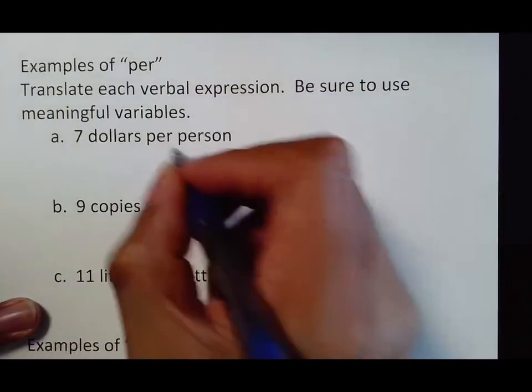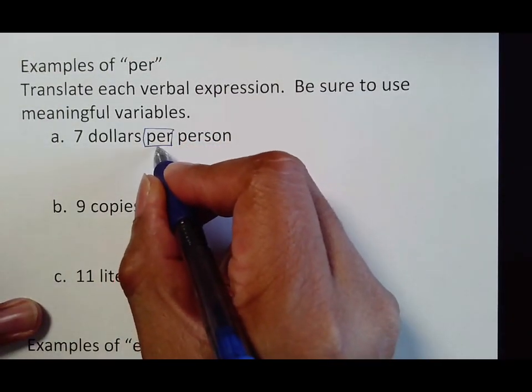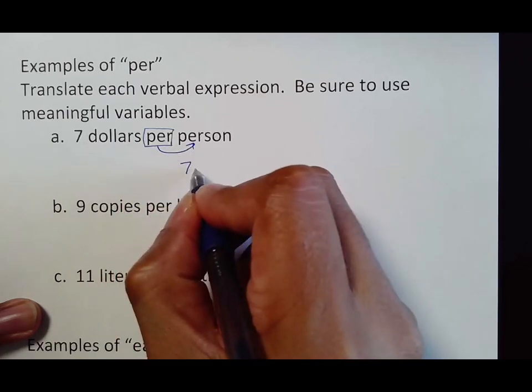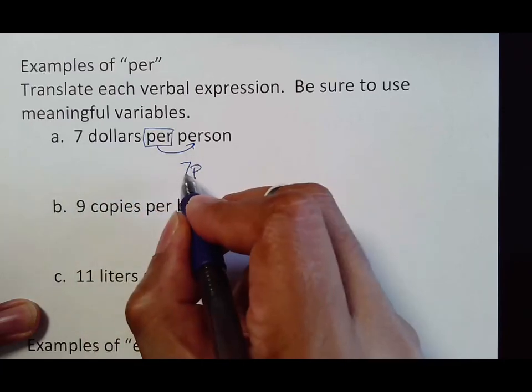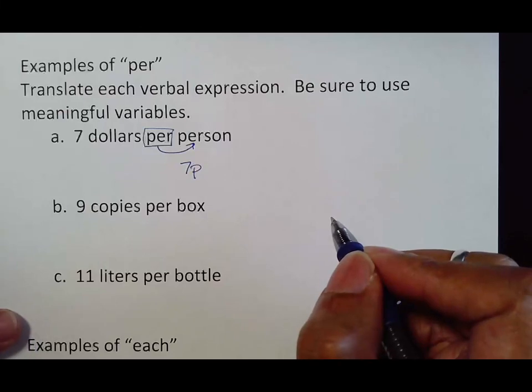So some per examples here. $7 per person. Again, this word means multiply. Ask yourself per what? Of course, it's per person. And since it is multiply, we put 7, the number first, the variable second. So 7p. Again, 7 per person, so p for person.